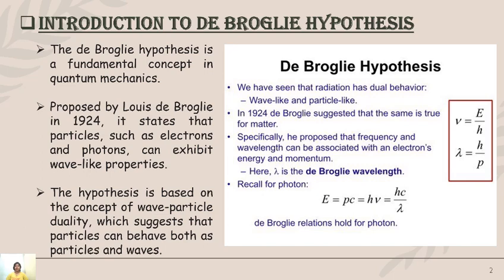In 1925, de Broglie suggested that the same is true for matter. ν is equal to E divided by h, as we can see in the image. Specifically, he proposed that the frequency and wavelength can be associated with the electron's energy and momentum. Here lambda is the de Broglie wavelength. So there is an equation: E is equal to pc is equal to hc divided by lambda. Lambda is equal to h by p. The de Broglie relation holds for photons.